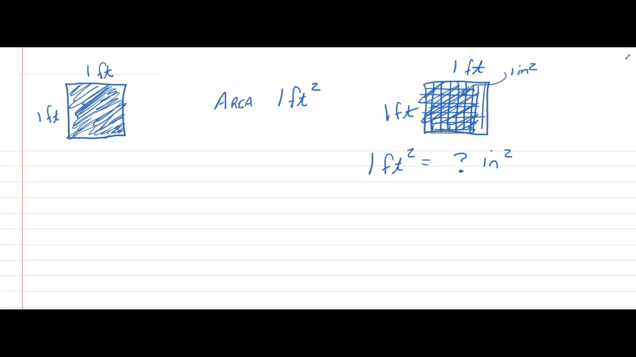Now, obviously, it's going to be 12 times 12. There's 12 inches across times 12 inches down. So 12 times 12 is 144. But mathematically, how would you handle that? This is how, when it starts getting more confusing, you do the conversions like you've done them before. You write down what you're given, 1 square foot.